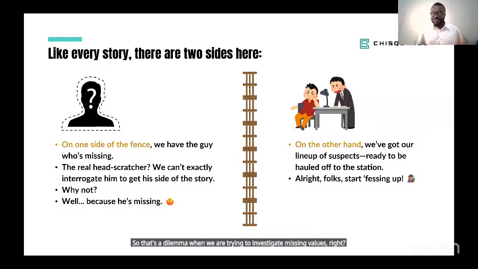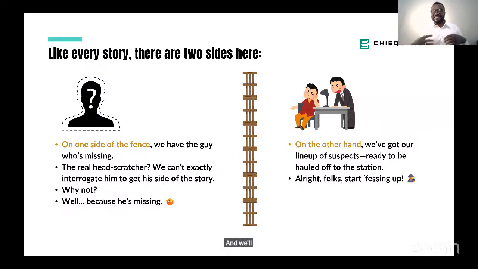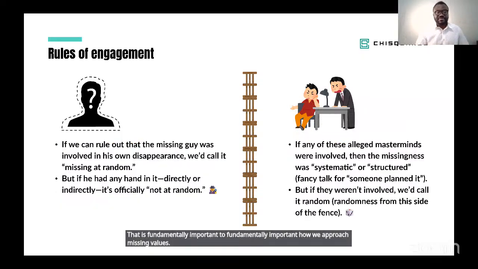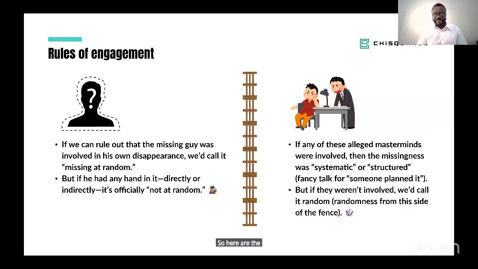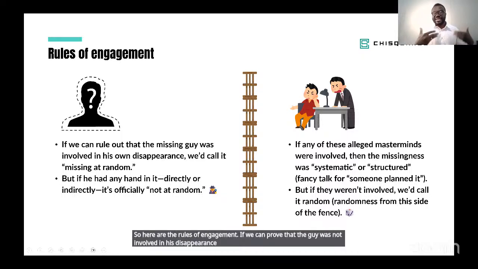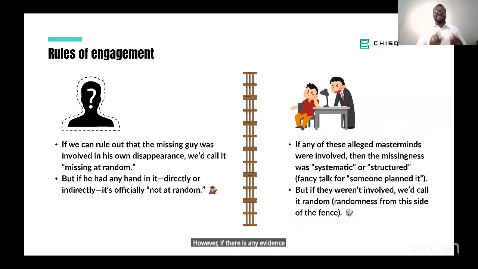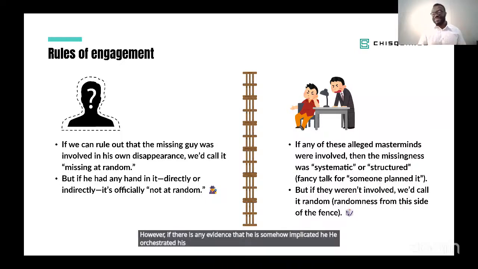And we'll talk a little bit about this. It sounds a bit abstract, but it is fundamentally important to how we approach missing values. So here are the rules of engagement. If we can prove that the guy was not involved in his disappearance, then we can say that he's missing at random. However, if there's any evidence that he is somehow implicated, he orchestrated his disappearance, then obviously it's not random anymore.